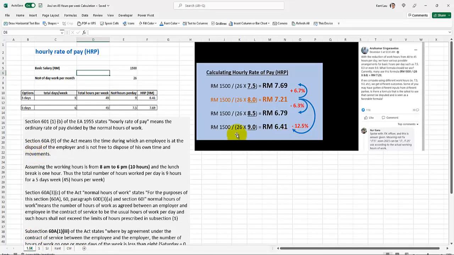Now, the interesting part is how to calculate the hourly rate of pay. However, it is capped at not 9 but 8. So we use the same amount and divide by 26, times 8, rather than 9, and then you get 7 ringgit and 20 cents.